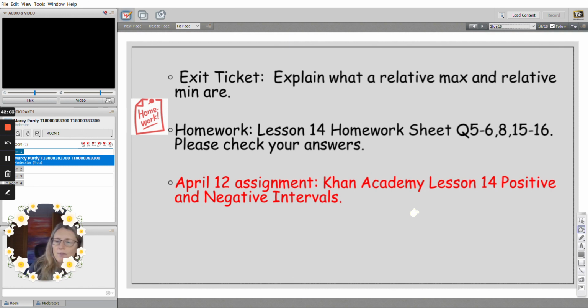The assignment for Monday, because I'm still out on Monday, will be to do the Khan Academy assignment, lesson 14, positive and negative intervals.